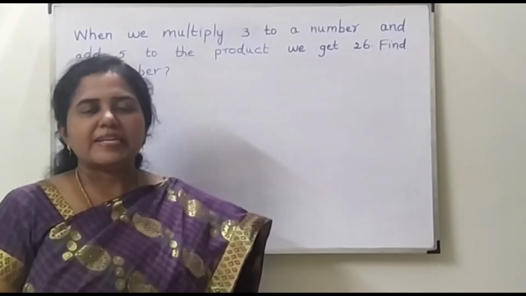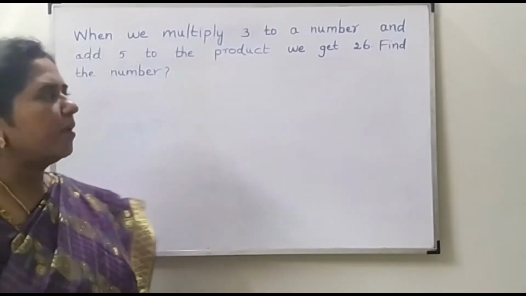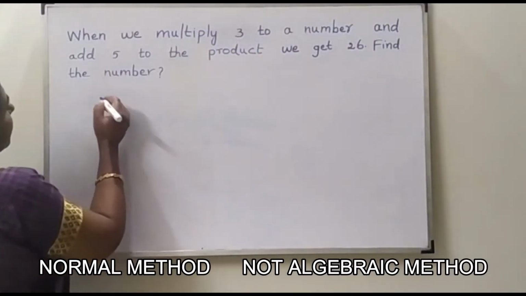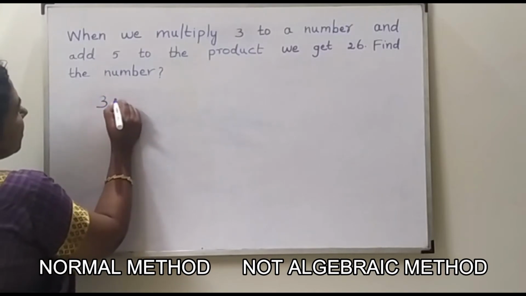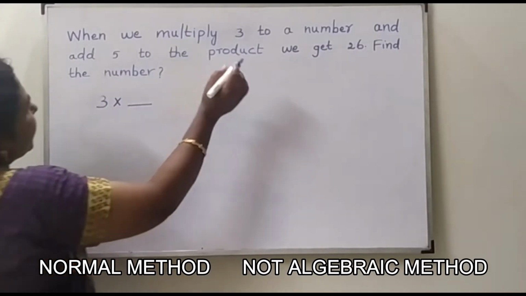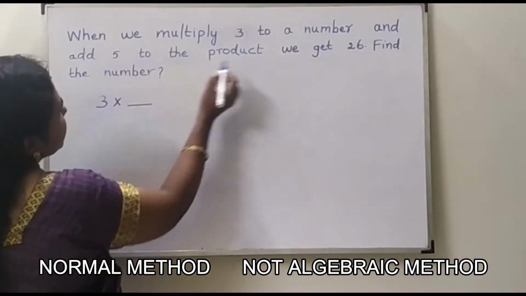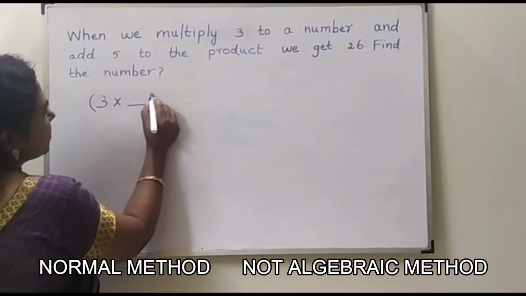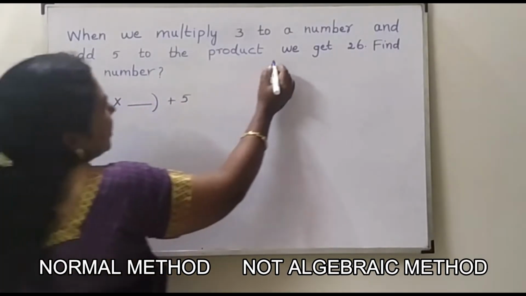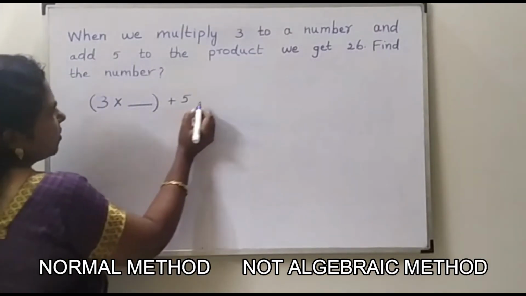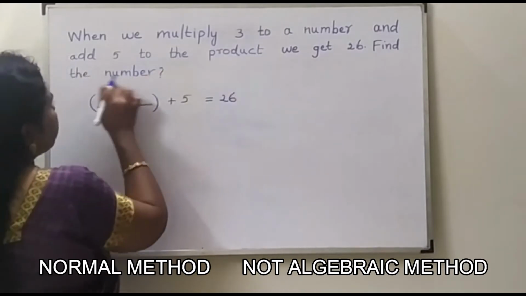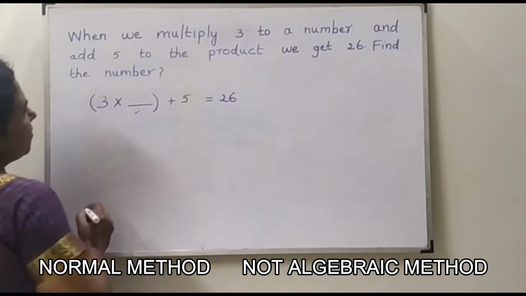For example, let us consider this small problem. When we multiply 3 to a number, so 3 into any number, and add 5 to the product, so to this product we have to add 5, we get 26. Find the number. That is, we have to find this number.